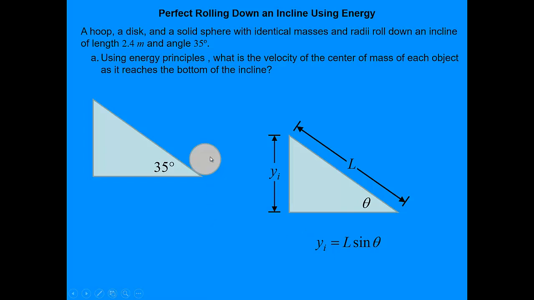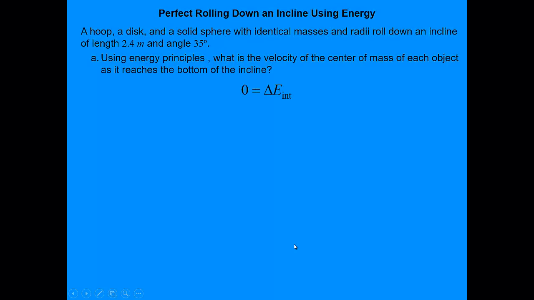So if we make our system the hoop, disc, sphere, the incline, and the earth, it is an isolated system, and therefore the total change in the internal energy is 0. Since the ball changes speeds, the kinetic energy will change. Since it changes heights, the gravitational potential energy would change. There's no change in EE because there isn't any. There's no change in E-dis because, again, perfect rolling, static friction, no dissipated energy. So we have a change in EK and a change in EG.